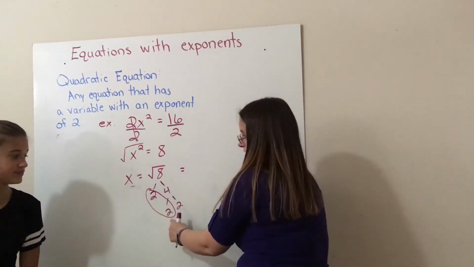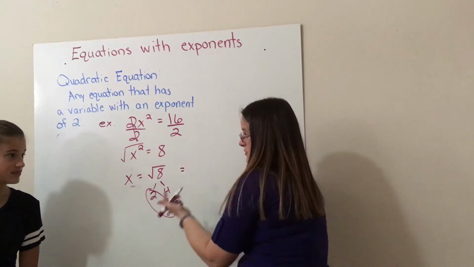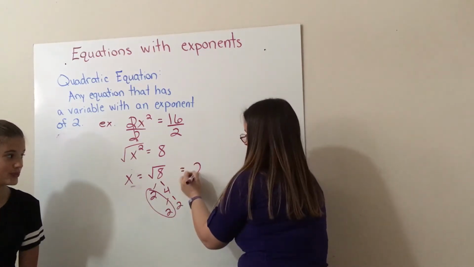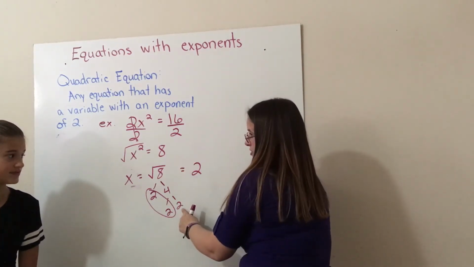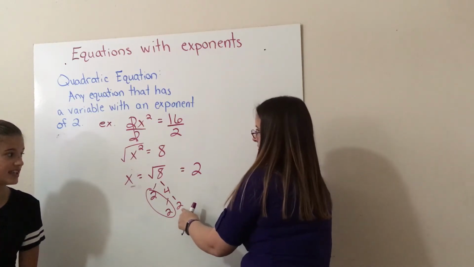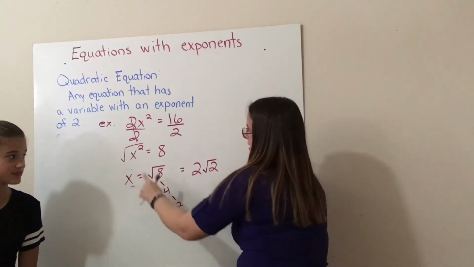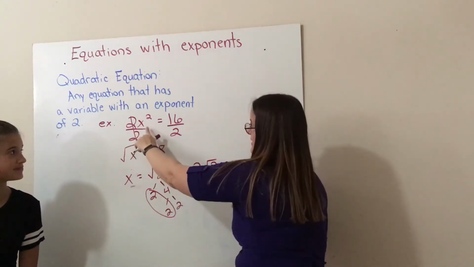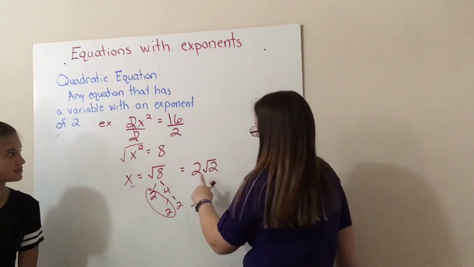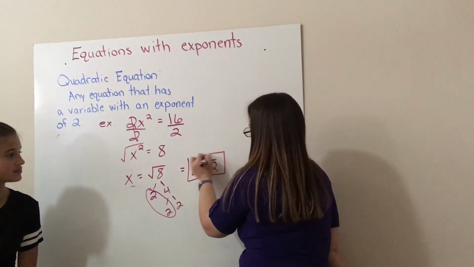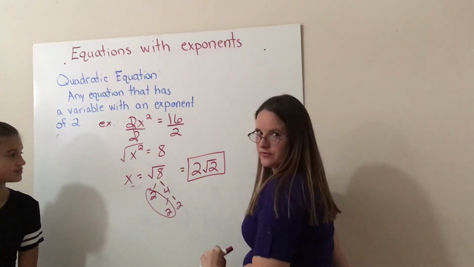So we have 2 times 2, and if we take the square root of that, we just get 2. And then we have this 2 left over. Where does he go? He goes under his own little square root. So for this problem, 2x squared equals 16. Our final answer is 2 root 2.